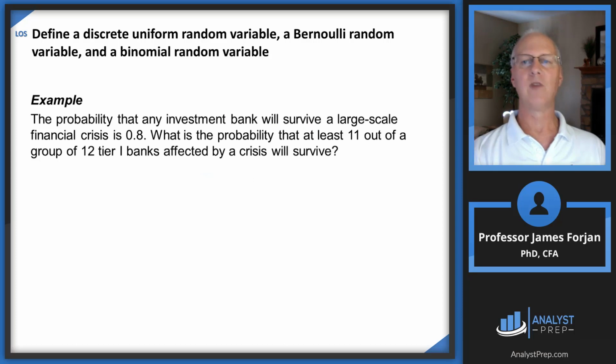The probability that any investment bank will survive a large-scale financial crisis is 80%. What is the probability that at least 11 out of a group of 12 Tier 1 banks affected by a crisis will survive? All right, so think about what we're trying to do here. The probability that at least 11 out of a group of 12. And so we're not trying to figure out which particular bank, but it could be any 11. That's why we call this random variable analysis.